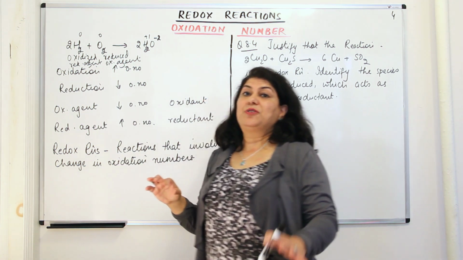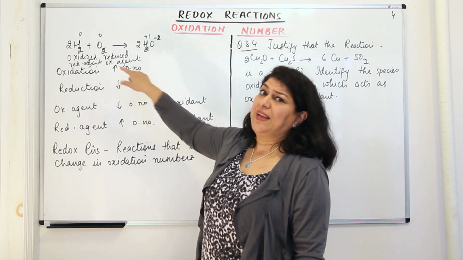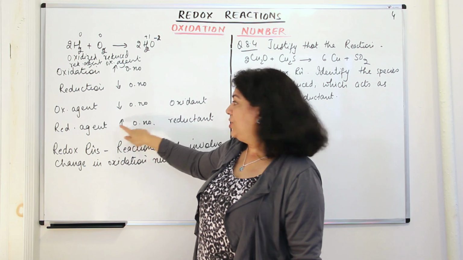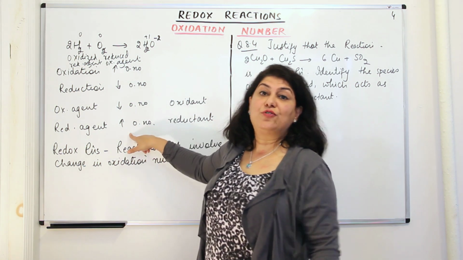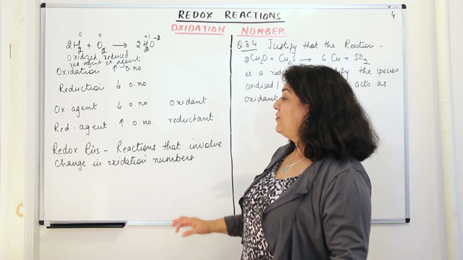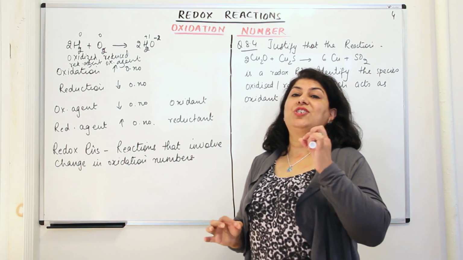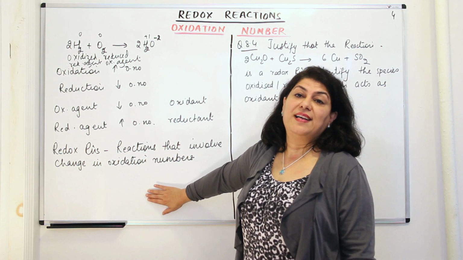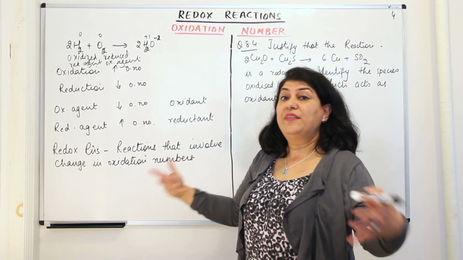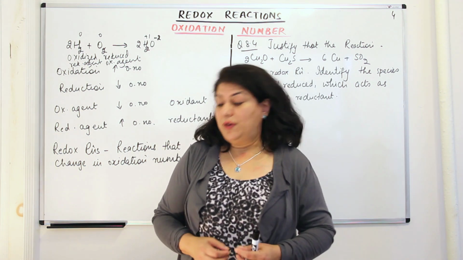Reducing agent is any substance that helps the other substance to get reduced. So it itself gets oxidized. So reducing agent should also have the same definition as oxidation. So increase in oxidation number is that for the reducing agent. And it is also known as reductant. And on the basis of this, how do we define redox reactions? The reactions that involve a change in oxidation number would be defined as a redox reaction. On the basis of oxidation number, how would you define a redox reaction? A reaction in which the oxidation number changes would be a redox reaction.